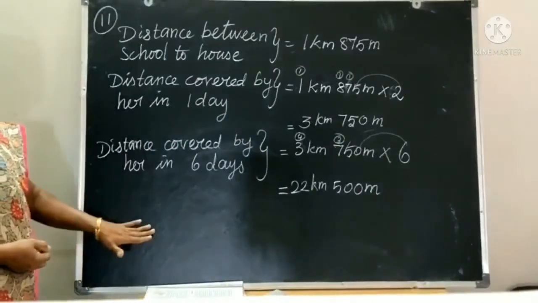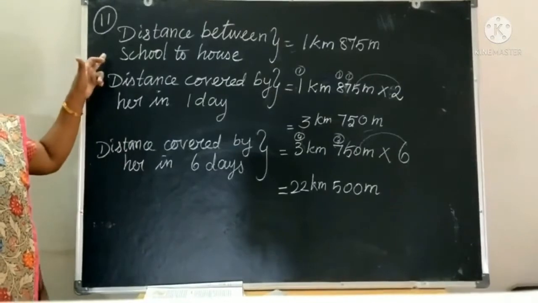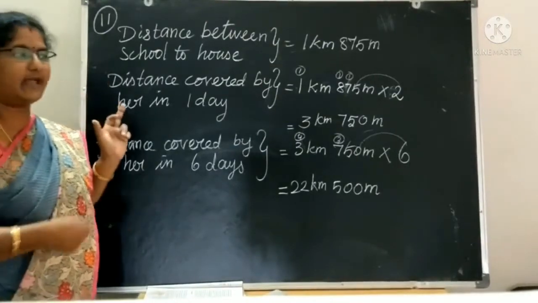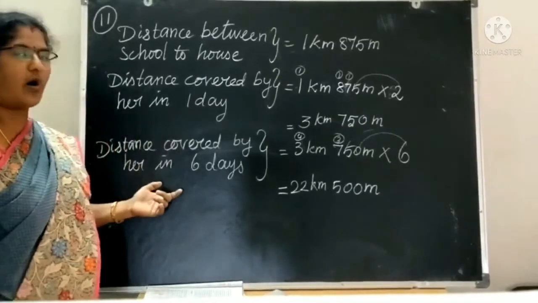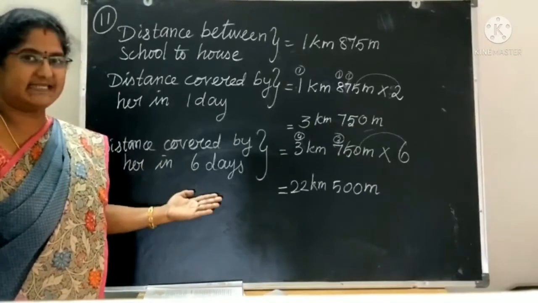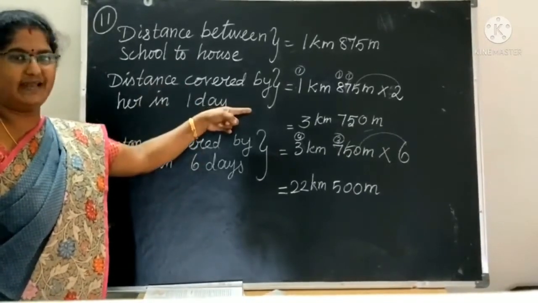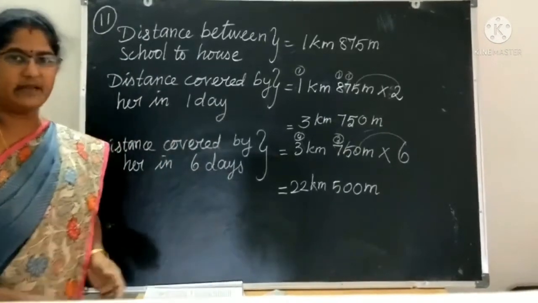Understand? Very easy. So the distance between the school and house is given. The girl walks 2 times between the school and the house in a day. So how far did she walk in 6 days? You have to multiply by 2 for a day, then multiply by 6 for 6 days. Clear? Try now.